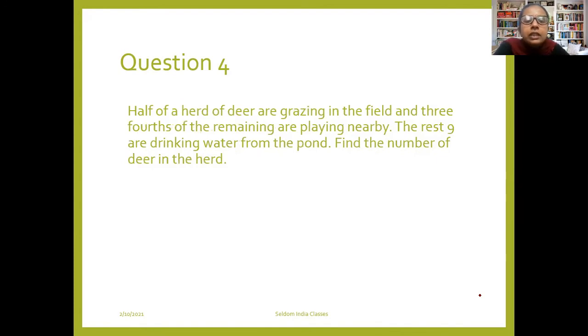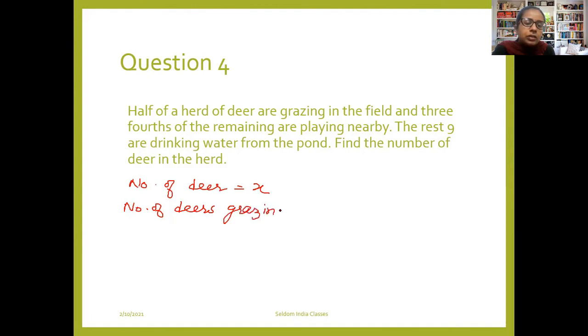Half of the herd of deer are grazing in a field and 3/4 of the remaining are playing nearby. The rest, 9, are drinking water from the pond. Okay, so the number of deer equals x. The number of deer grazing equals x by 2, that is half.